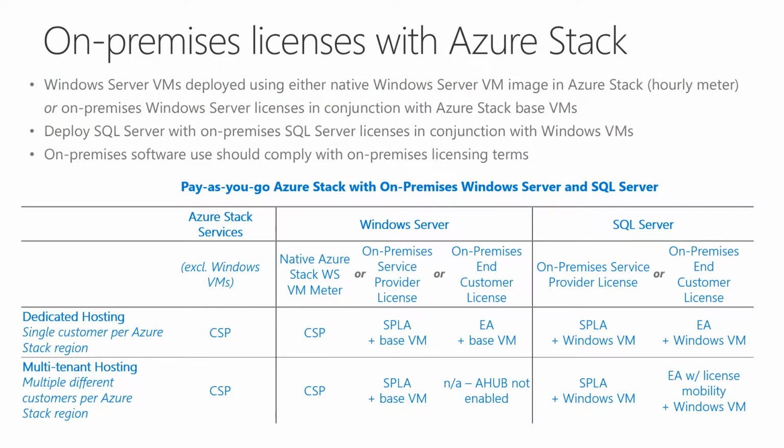For on-premises licenses with Azure Stack, this table is a useful reference to help understand the correct path depending on whether the Azure Stack deployment is dedicated to a single customer or whether it's being used in a multi-tenant environment to host multiple different customers. As I mentioned earlier, Windows Server VMs deployed use either the native Windows Server VM image in Azure Stack, which is tagged with the hourly meter, or on-premises Windows Server licenses in conjunction with Azure Stack base VMs through the Cloud Solution Provider or CSP program, Services Provider License Agreement or SPLA, or Enterprise Agreement EA.